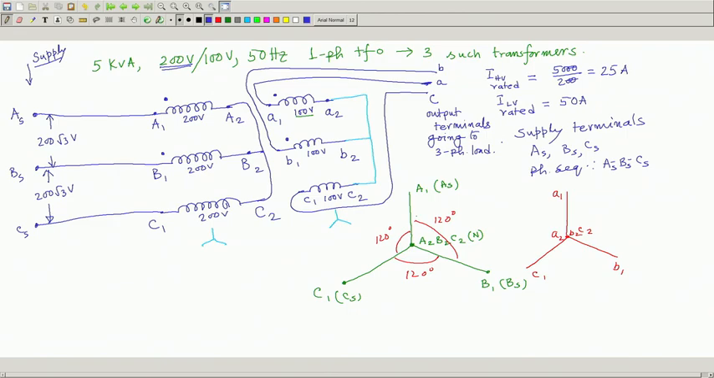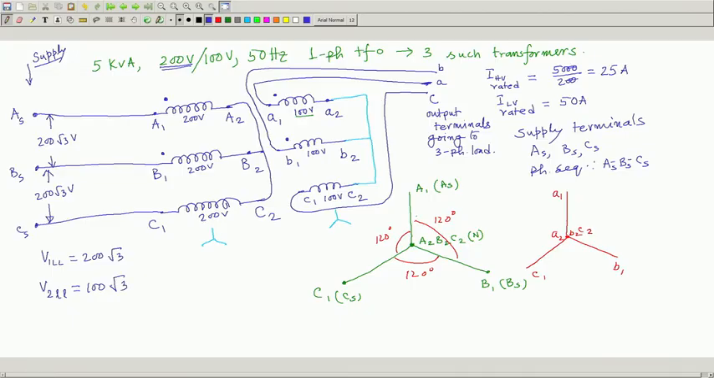Therefore, I have applied 200 root 3 line to line voltage here. What will be the line to line voltage across A1 B1? It is this length. Line to line voltage once again will be balanced 3 phase, and the line to line voltage on the secondary side, so if I write it like this, V1 line to line, if it is 200 root 3, I will say V2 line to line, small letters for the low voltage side. This will be equal to, each one is 100 into root 3.